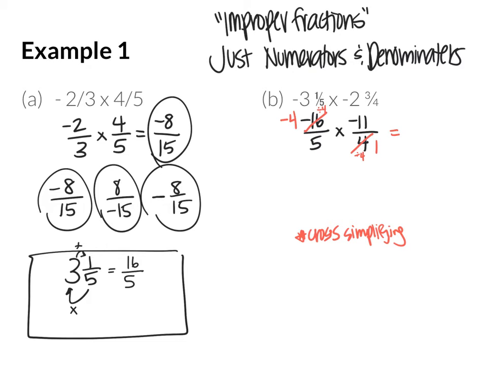Now when I go to multiply straight across, my number is already simplified to 44/5. And that gives me 8 4/5 as my final answer.